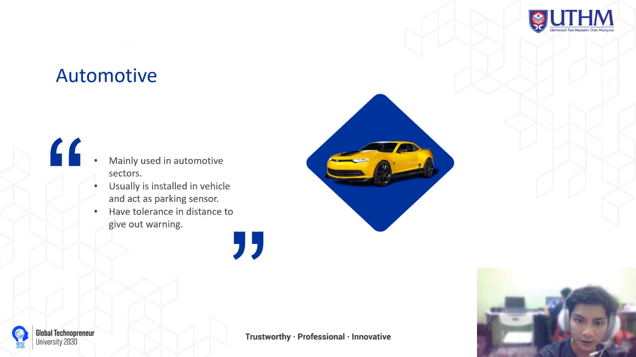In the automotive industry, distance measurement is mainly used in the automotive sector. Usually it is installed in a vehicle and acts as a parking sensor. The distance measurement device or sensor usually has a tolerance in distance to give out a warning for the parking sensor. Therefore, the distance is measured and then converted into an alarm to give out a warning for parking.